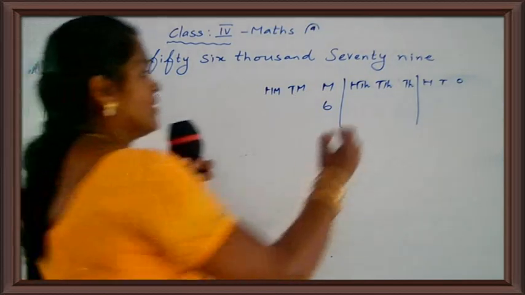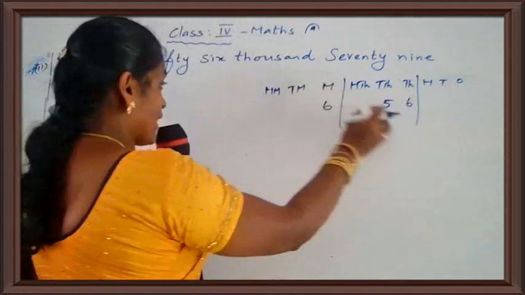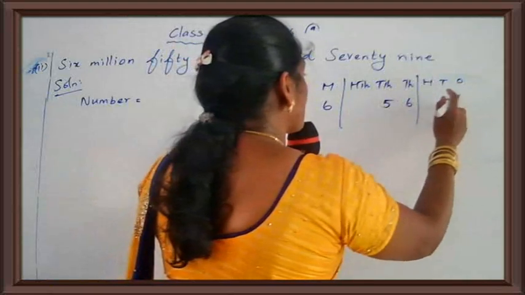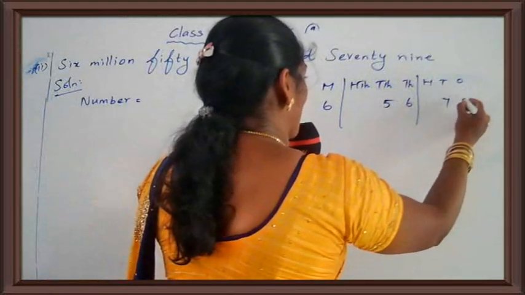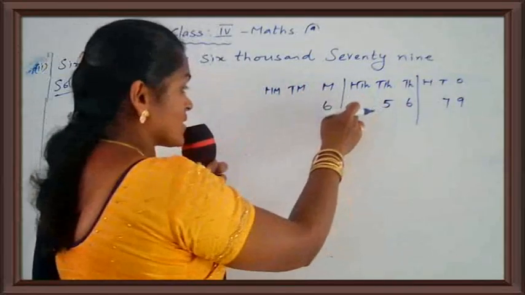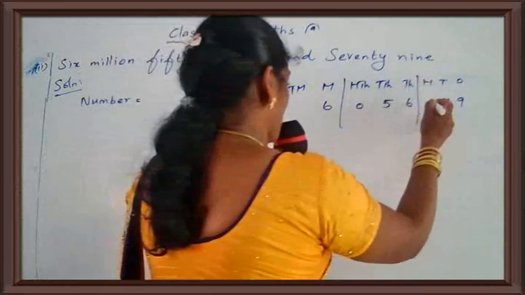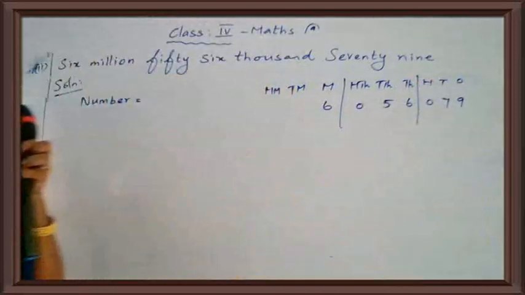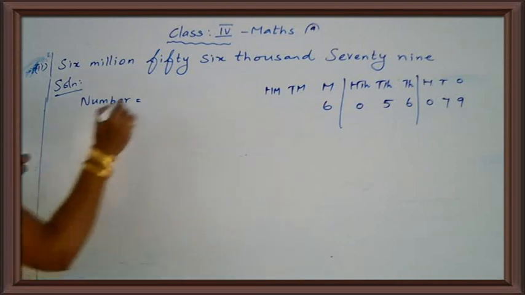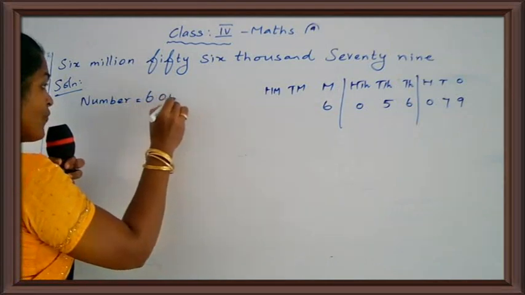So 56,000, 6 million, 56,079. Here also the hundreds is not given, so only the tens and ones places are given. That is 79. 6 million, 56,079. Here 100,000 is not there, so you put 0 in that place. Here hundreds also is not there, so you put 0. So your number is 6 million 56,079. Rewrite here 6 million 56,079. Now you mark the periods.